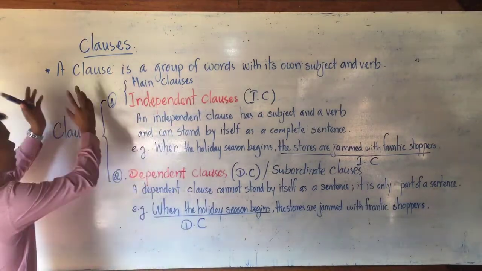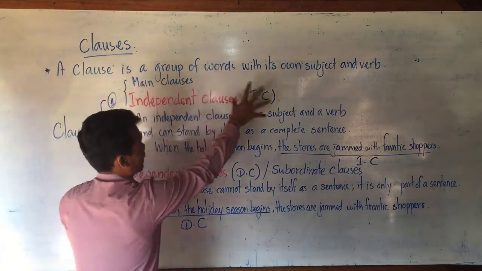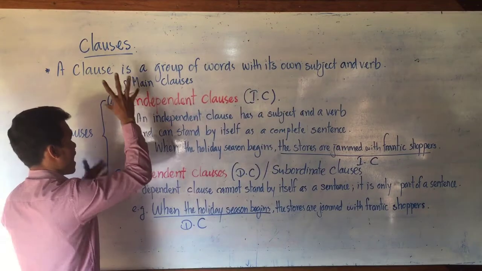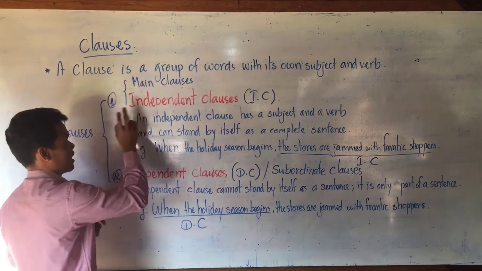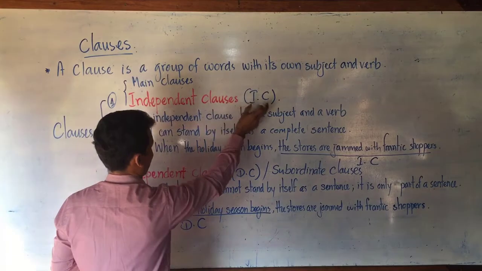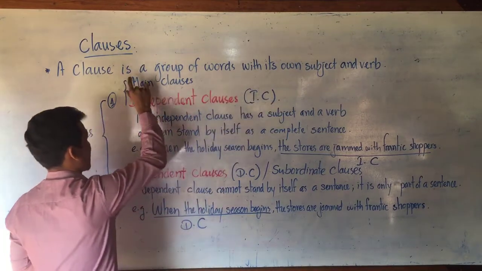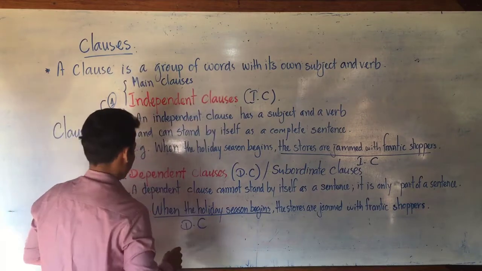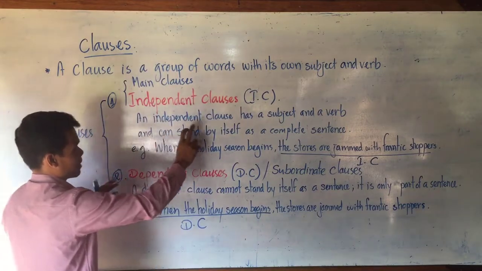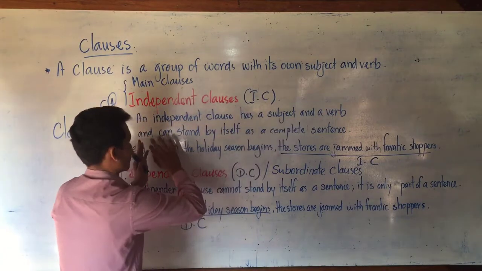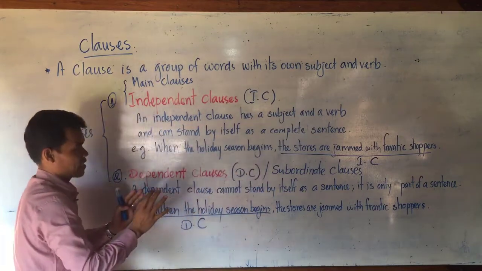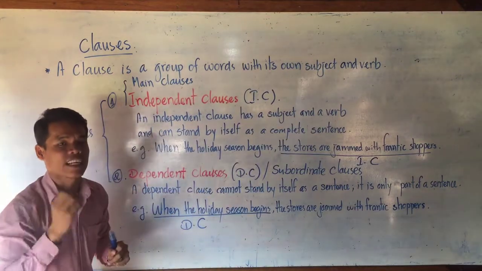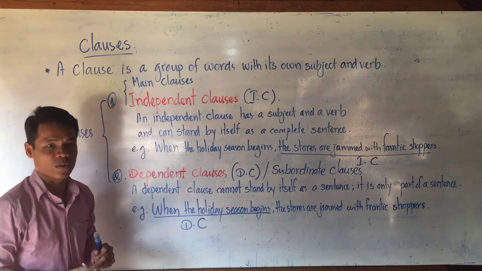Again, a clause is a group of words with its own subject and verb. There are two clauses. One is independent clauses or IC. Another name for independent clauses is main clauses. What is IC? IC means it has a subject and verb and can stand by itself as a complete sentence. It means that it can stand alone and it is meaningful.